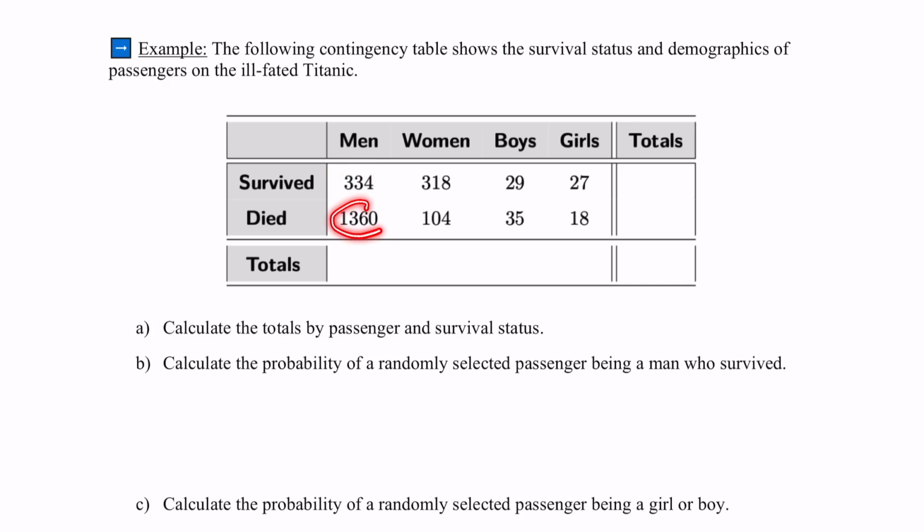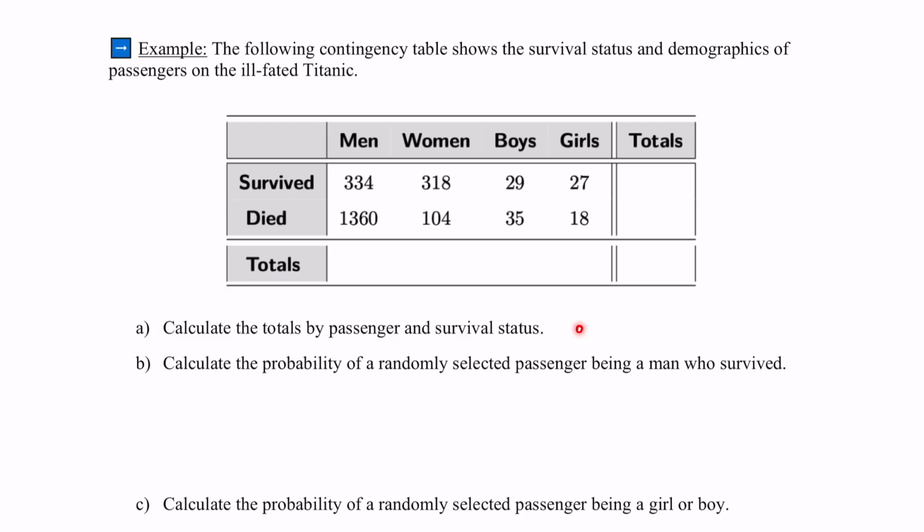Over here, 1,360 men died. For women, 318 survived, 104 died. And we also have the numbers for boys and girls. Notice that the totals are missing. We are going to calculate those as our first exercise.